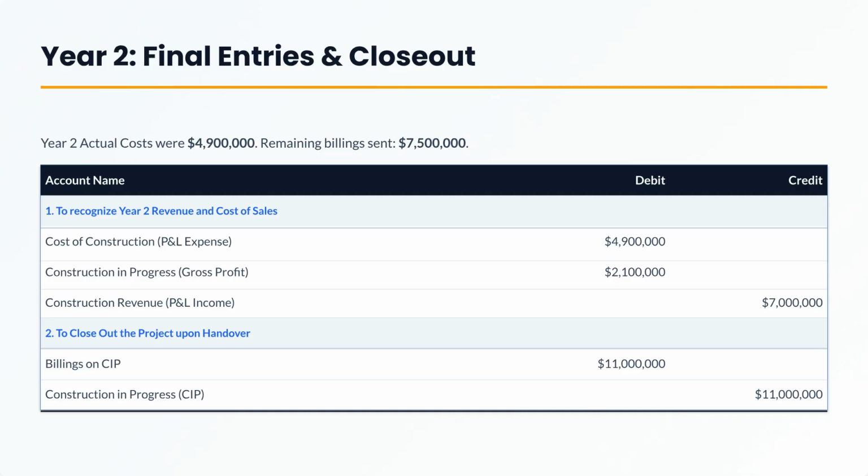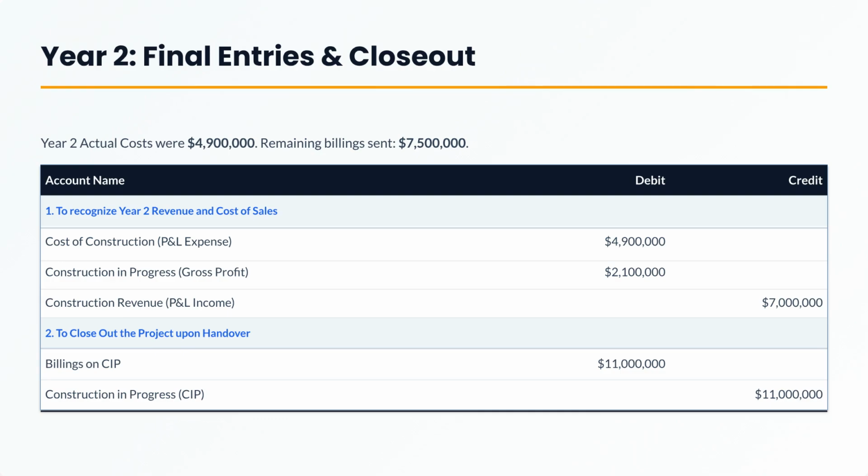For our final revenue entry, we debit cost of construction for $4.9 million. We credit construction revenue for $7 million. And we debit the $2.1 million gross profit into our CIP bucket. At the very end, we hand the keys over to the city. It is time to close out the project.